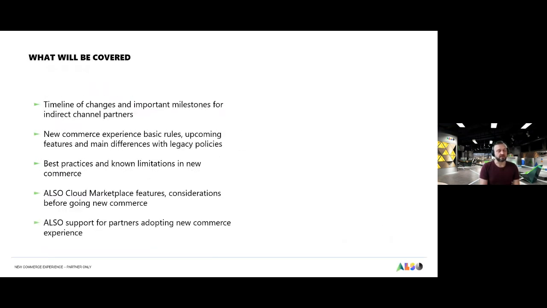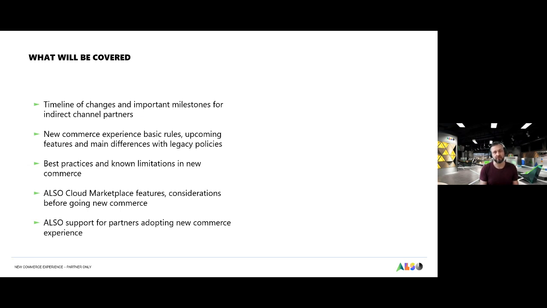So what we will talk about, the timeline. I will show you important milestones for the partners, because there are certain milestones that we have passed already, but some that are still coming up. And one is actually happening today. Of course, we'll go through the new commerce basic rules. We will first touch on why new commerce came, why we have this change, and then of course go into details to see what exactly is new commerce for seed-based offers.